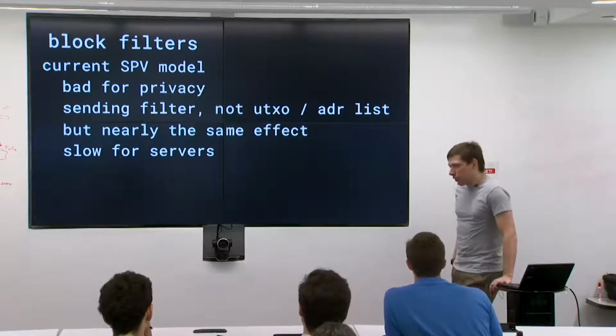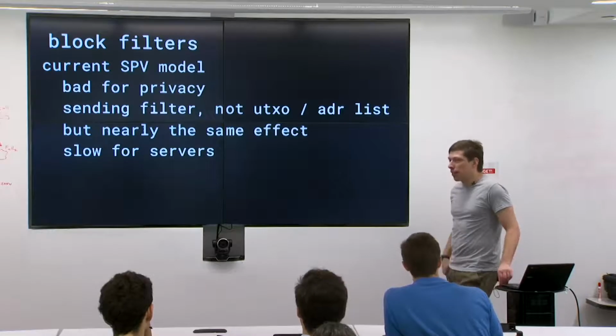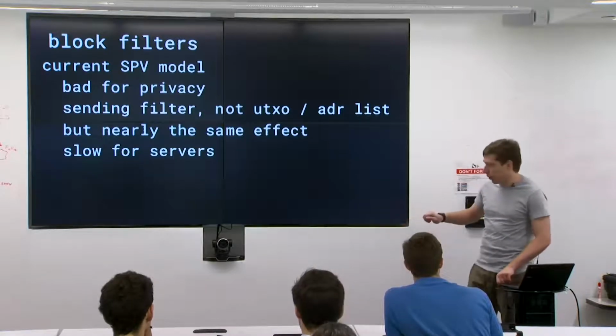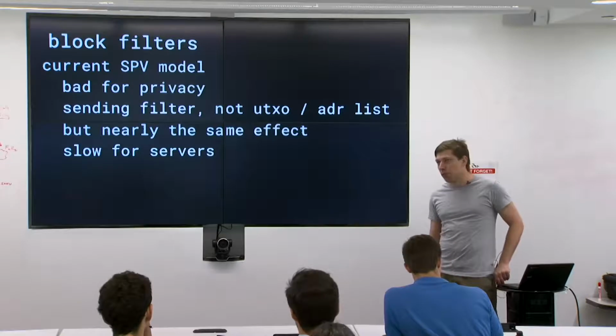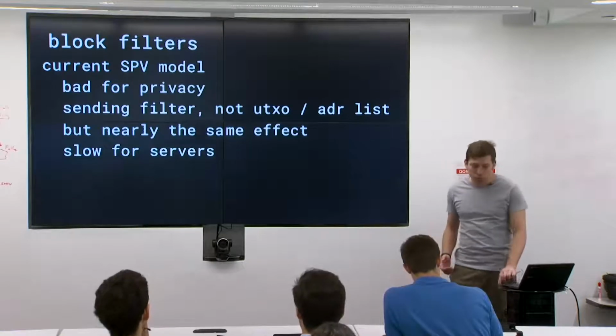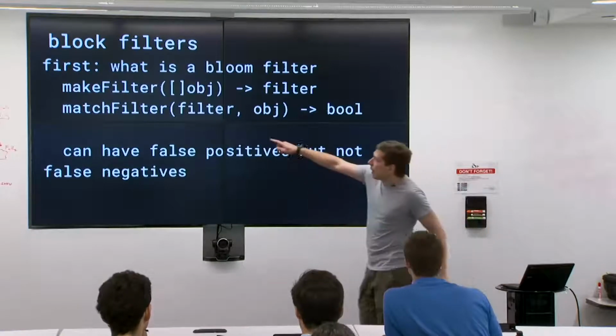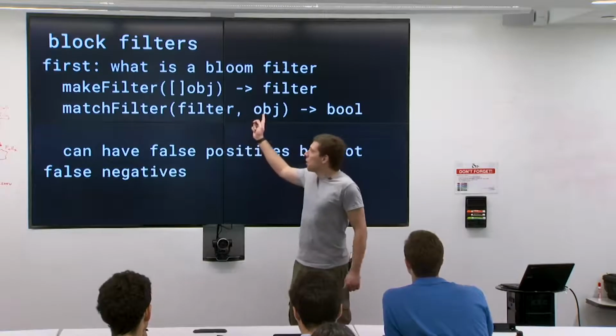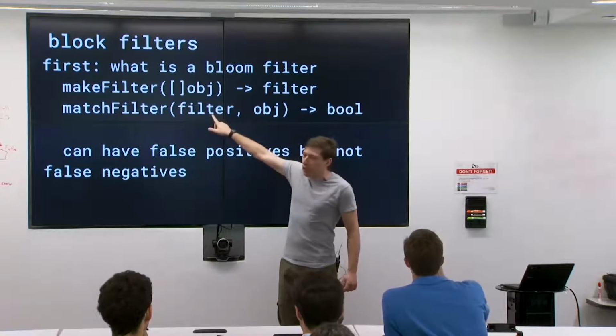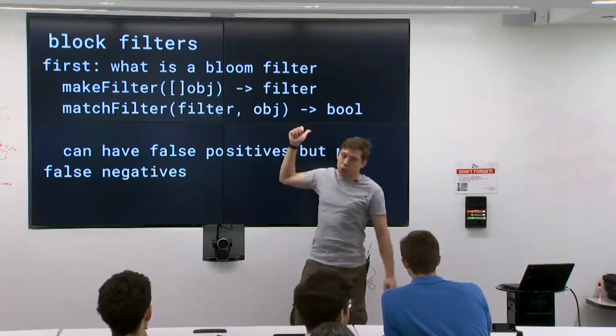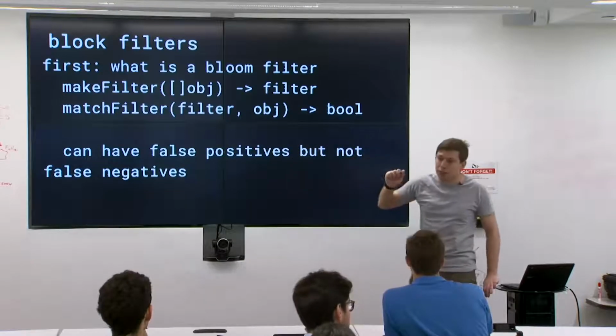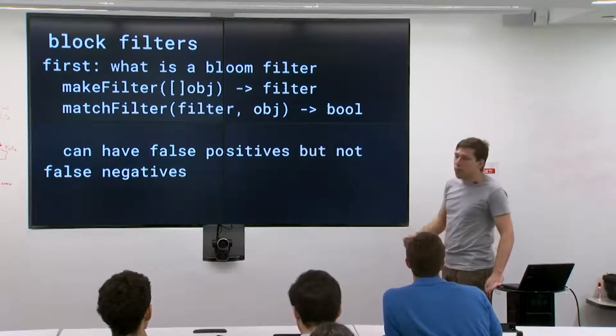When you do Bloom filters, there's this false positive rate that's a knob you can twist. You can say, oh, I'm going to make a Bloom filter where 10% of the time, when you perform this match filter for any given object, it'll just return true. So I can dial in a false positive rate. So I can say, okay, I'll make it 1%.